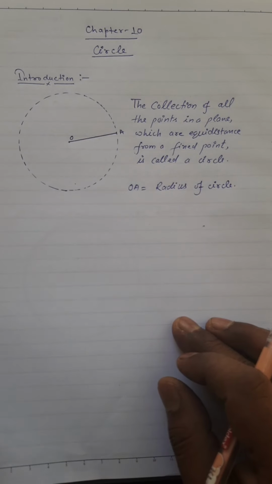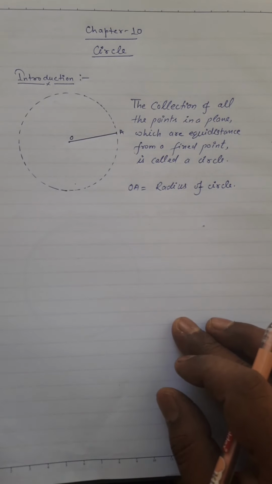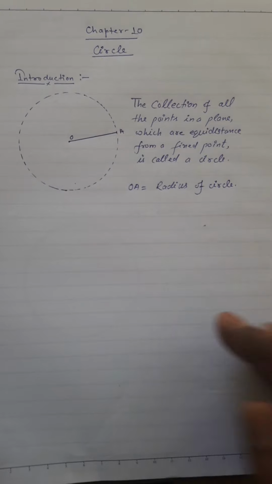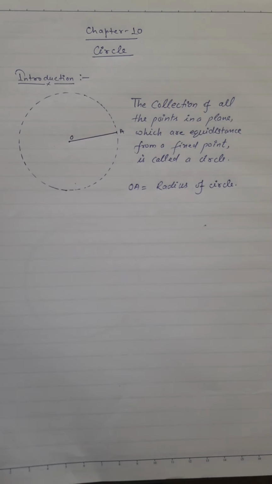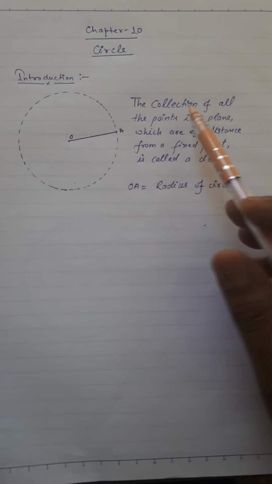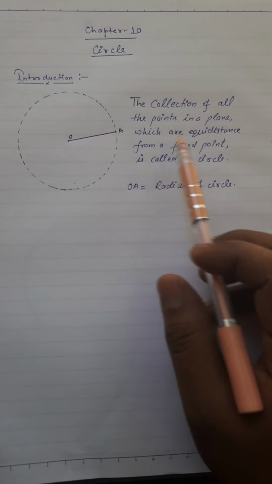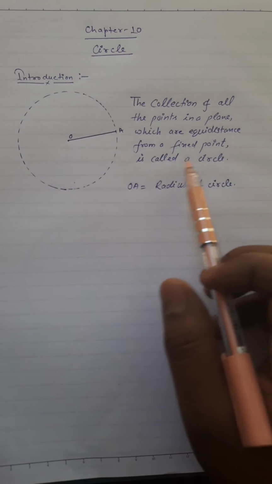So the next chapter is chapter 10, Circle, and in the introduction we learn the definition of a circle. A circle means the collection of all the points in a plane which are equidistant from a fixed point.